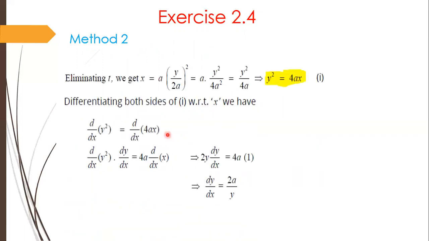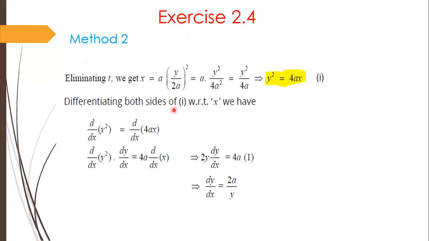Now we will see method 2, or the second method. Eliminate t, we will get x is equal to a times y over 2a whole square, that is a y square over 4a square, which is y square over 4a. This can be written as y square is equal to 4ax, which is the equation of a parabola.